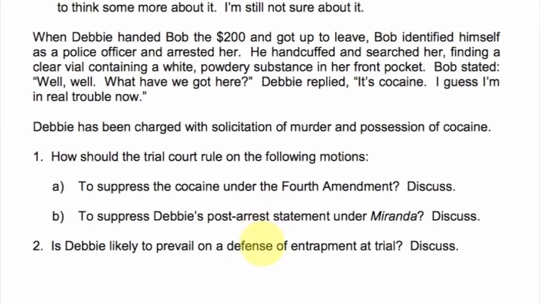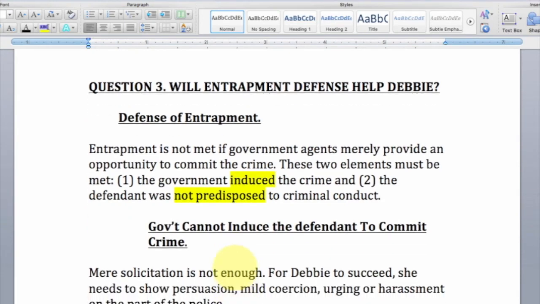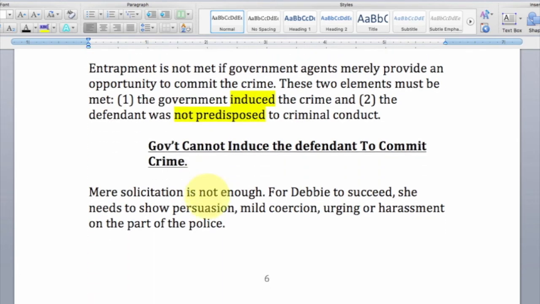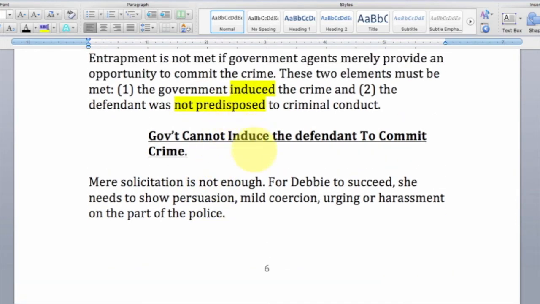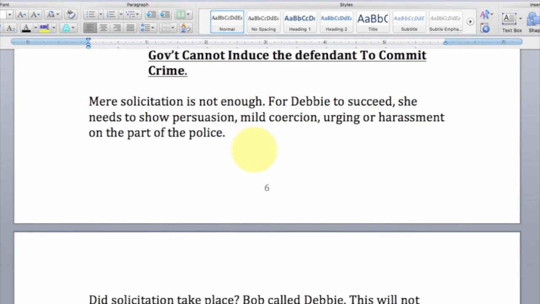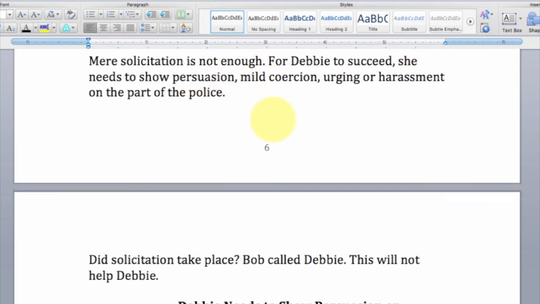Okay, the question that deals with the defense of entrapment. Let's talk about that very briefly. So what do we need there? We need to show that the government induced the crime and that the defendant was not predisposed to commit the criminal conduct. So now I want to know if the government induced the crime. In order for that to be present, there needs to be persuasion on the part of the government and moral coercion, urgency, or harassment on the part of the police.